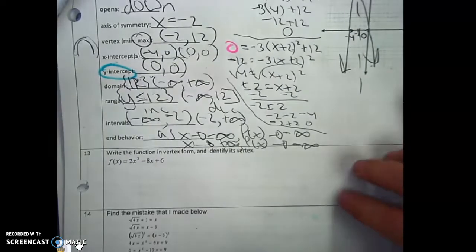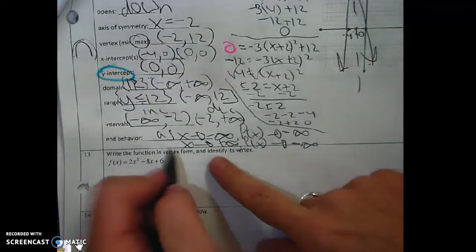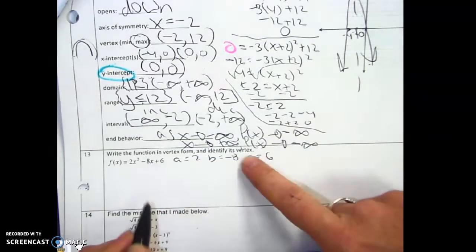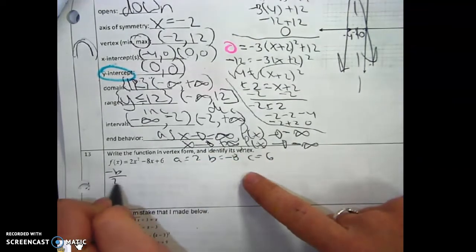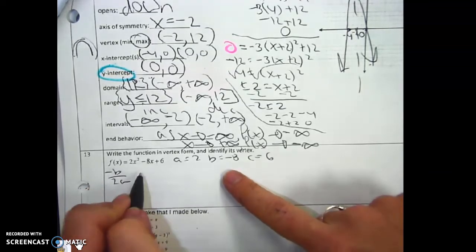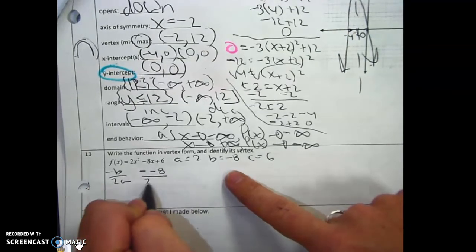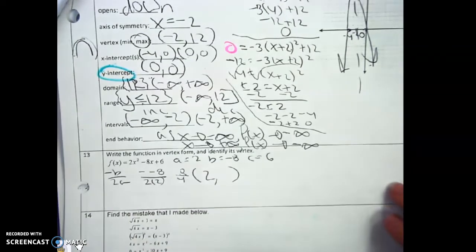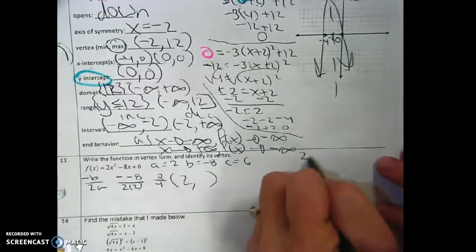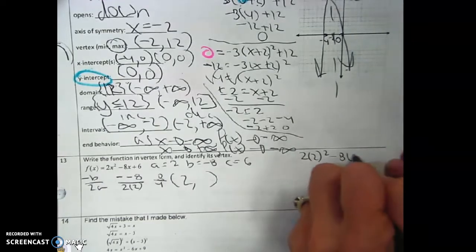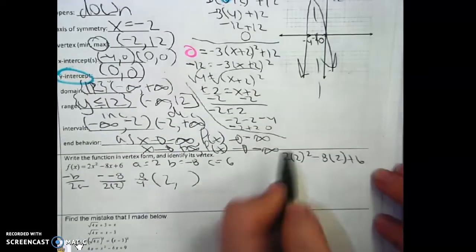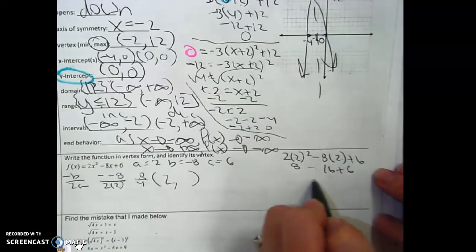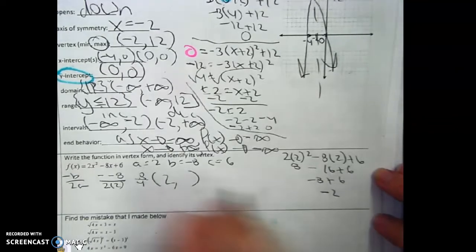Put this in vertex form, identify the vertex. So the first thing I should do is get my a, my b, and my c. The formula is -b over 2a, which is the first part of my quadratic formula. So -b over 2 times a is 8 over 4. Boom, the x value of my vertex is 2. Now I'm going to go 2 times 2 squared minus 8 times 2 plus 6. 2 squared is 4 times 2 is 8. 8 times 2 is 16. 8 minus 16 is -8 plus 6 is -2.